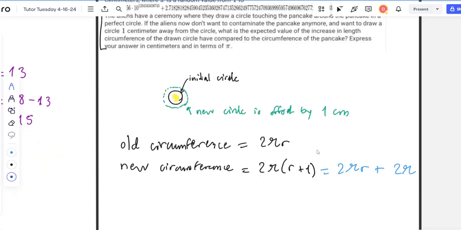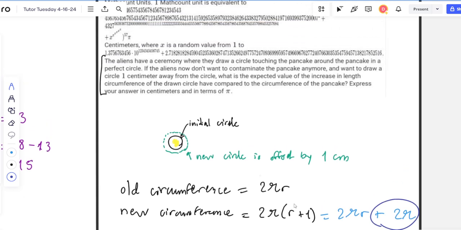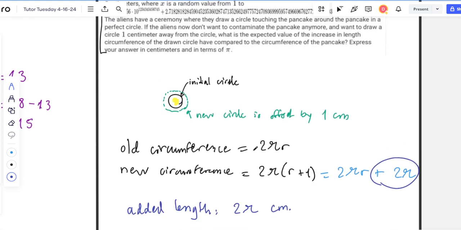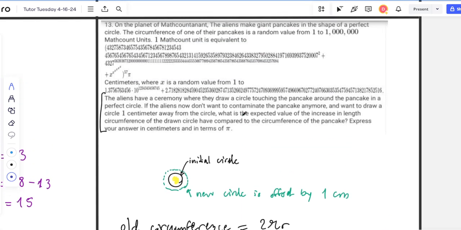So this is what's added on. So the added length is expected to be 2 pi centimeters. That's true in any case, even where x is a random value from 1 to whatever that is.